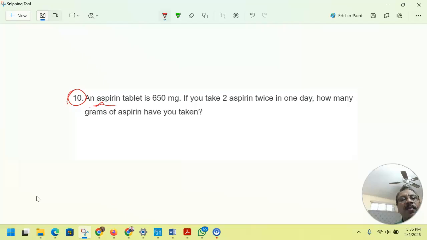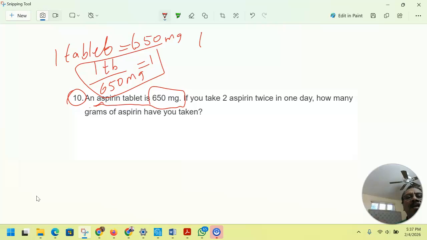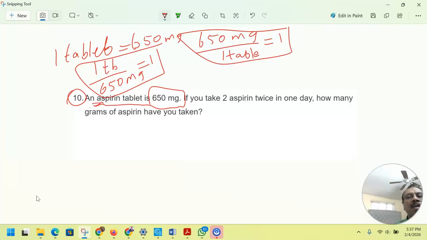Question number 10. An aspirin tablet is 650 milligrams. That means one tablet is 650 milligrams. Now this is one way to write it, or we can write one tablet divided by 650 milligrams is 1. So this is one of the rates, or you can say 650 milligrams divided by one tablet is 1. So this is what this means here.